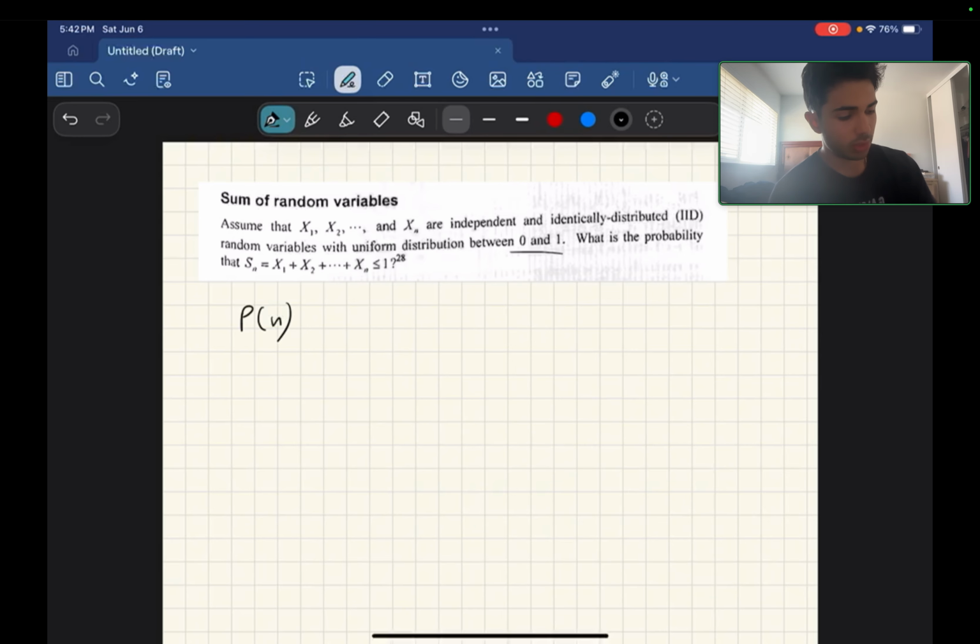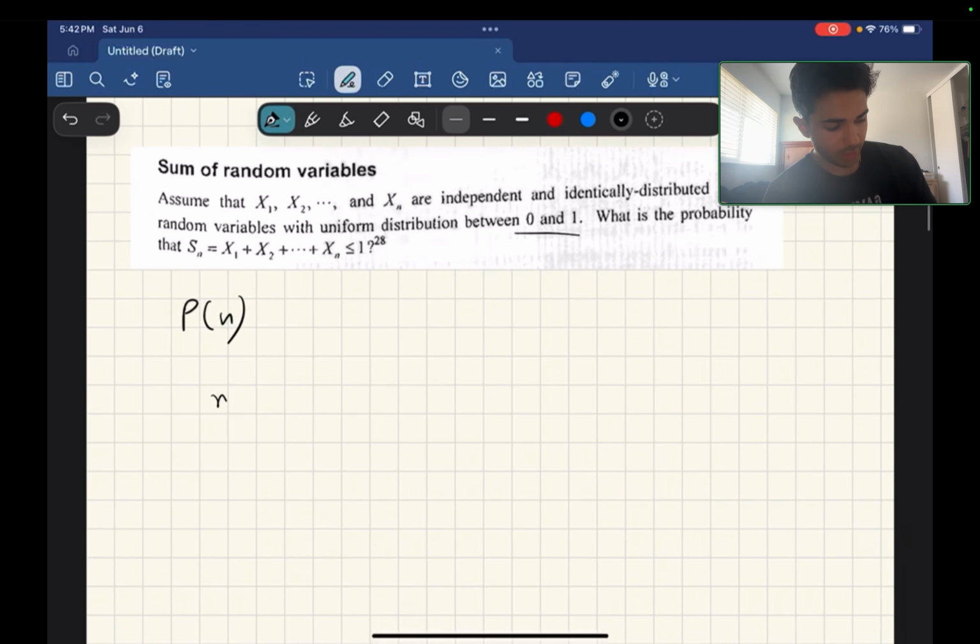So for n equals 1, the sum s sub n is just x sub 1, and we have to find the probability that x sub 1 is less than or equal to 1. But we know that x sub 1 can only be between 0 and 1, and so that probability is 100%, or 1 out of 1.